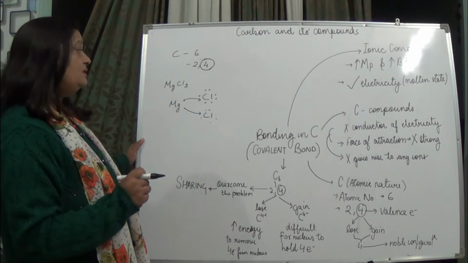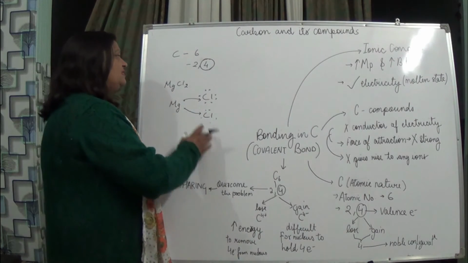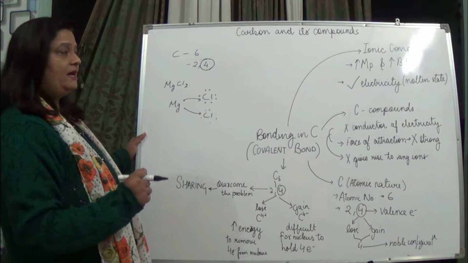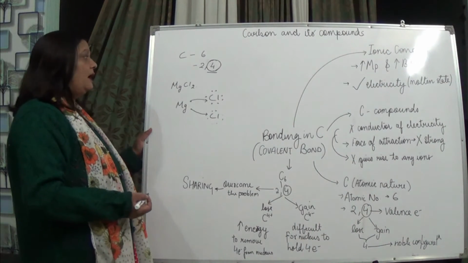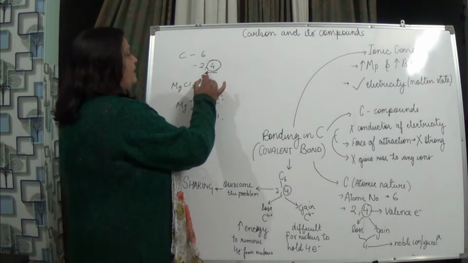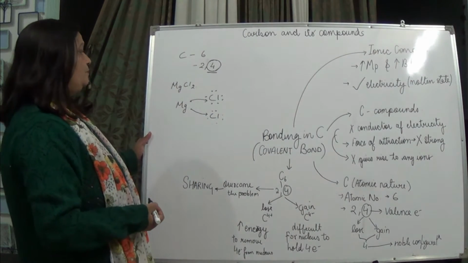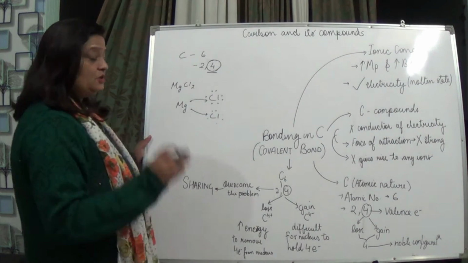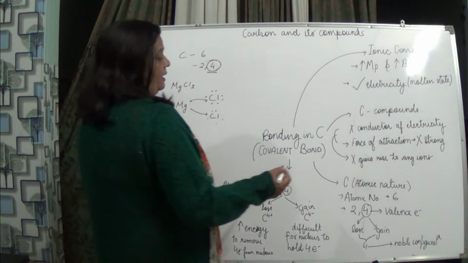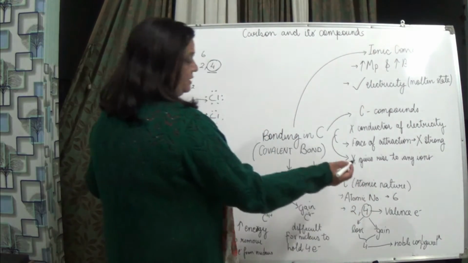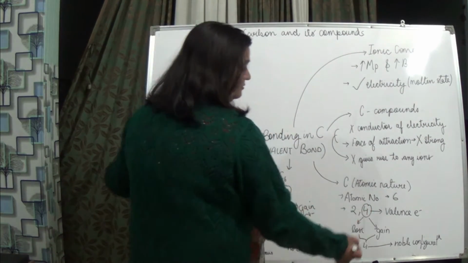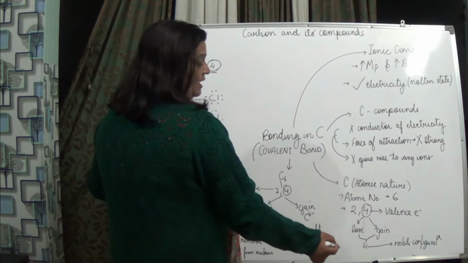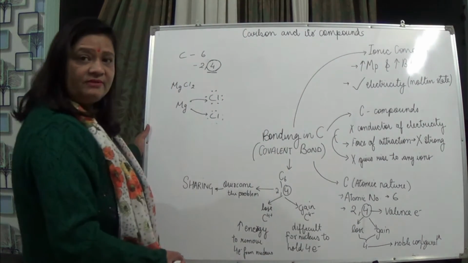Now talking about carbon compounds, can they form ionic compounds? Let us see that. Carbon has 4 valence electrons. So basically, can it form ionic compounds? See, carbon's atomic number is 6, and 4 is the number of valence electrons. So it can either lose or gain electrons and get the noble gas configuration.